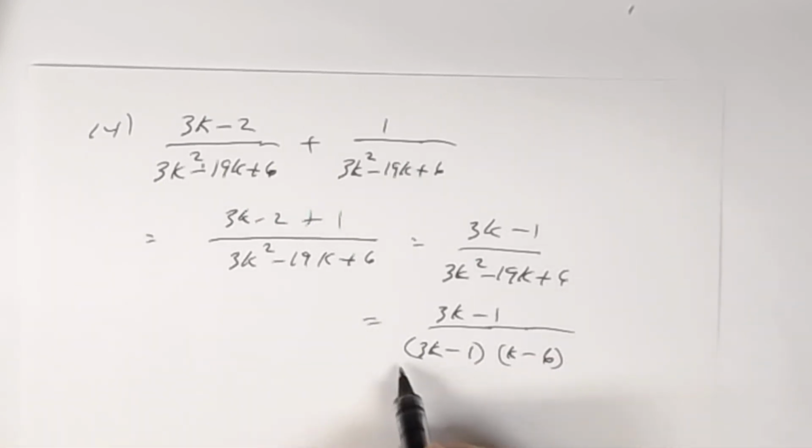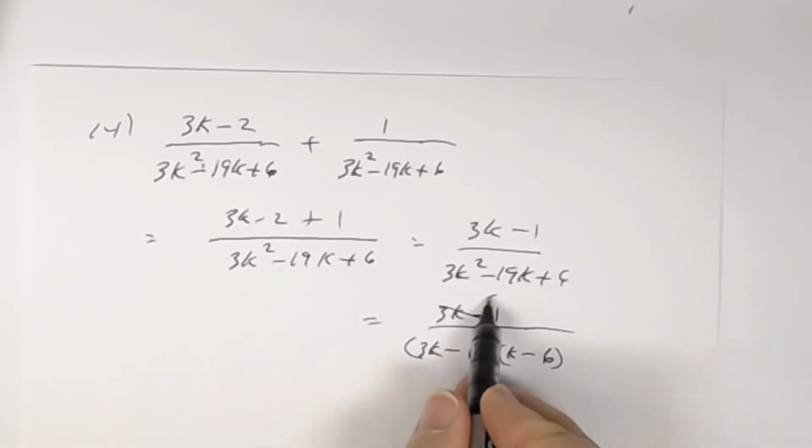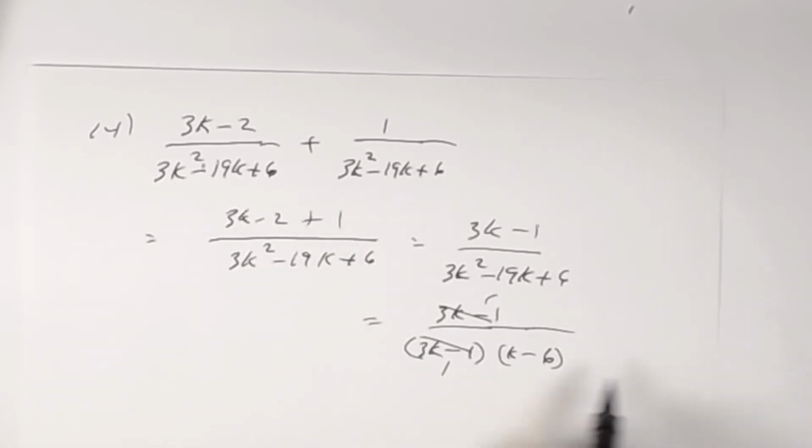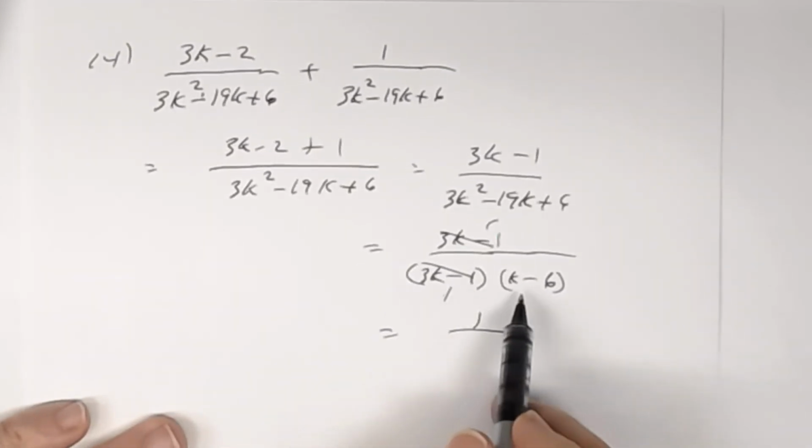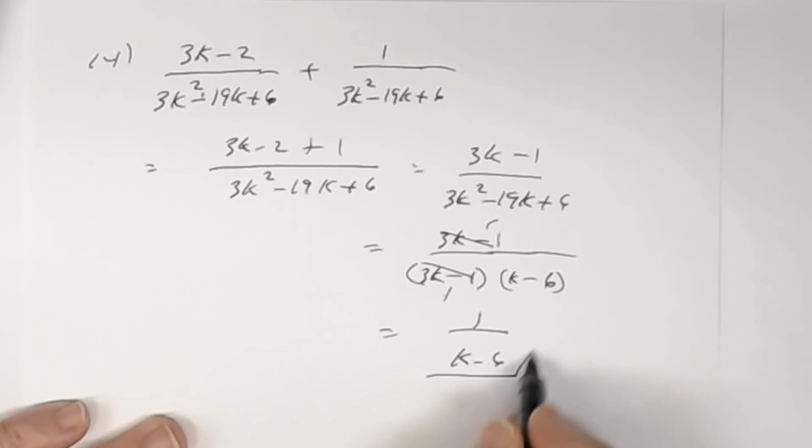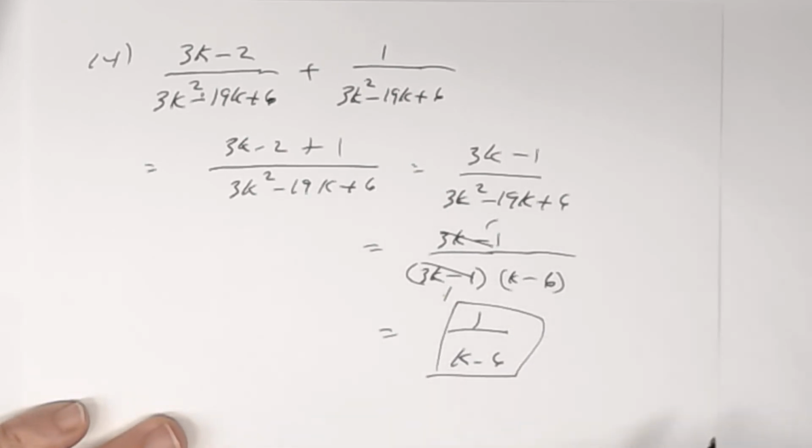And then check. 3k times a negative 6 is a negative 18k. And a negative 1k gives me negative 19k. And then notice the 3k minus 1s divide out. And so I get 1 divided by 1 times k minus 6 is k minus 6. So there's the answer.